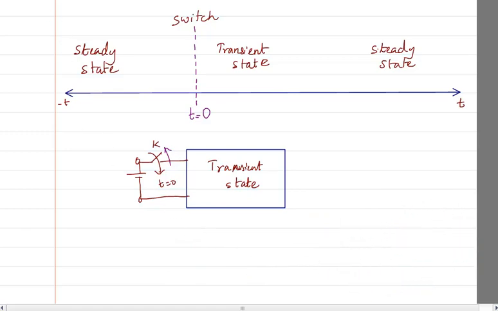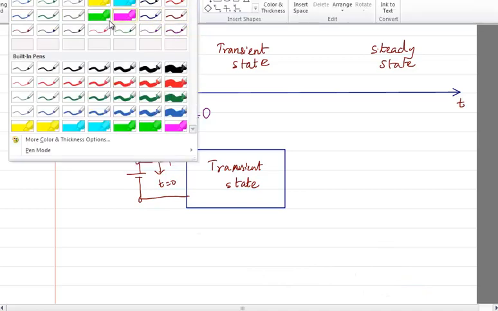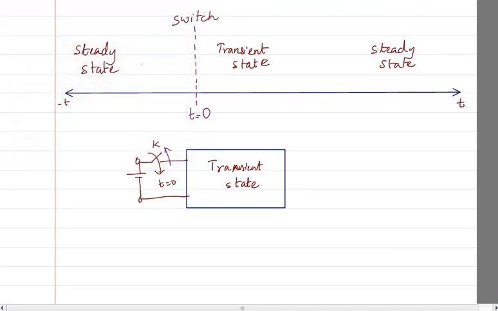That is where you have to understand that now this is called the initial steady state, and this is called the final steady state. And whatever is the condition in the circuit at time t equal to 0 minus, that is called the initial condition. Okay, that you should remember.